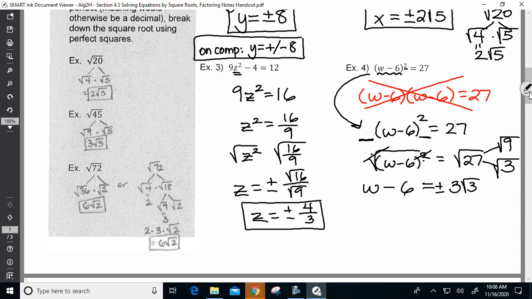Any questions before we finish the equation? Well, we still have to get w by itself. We still have minus 6 sitting over there. So you have to add 6 to both sides.